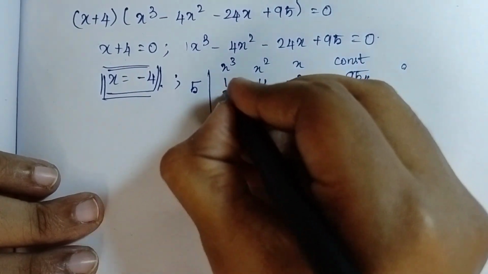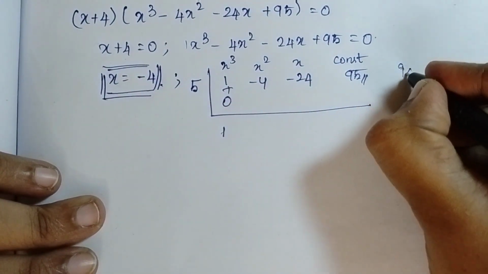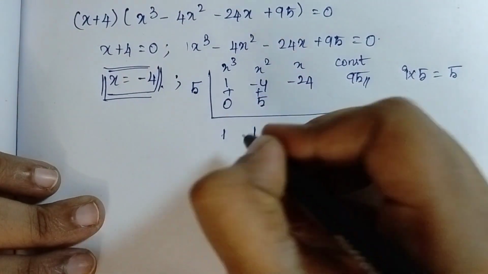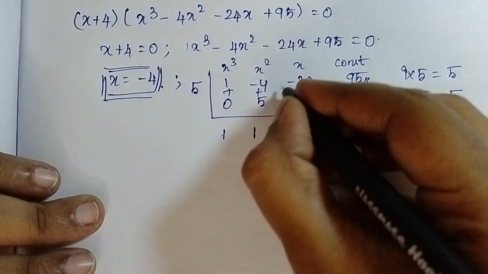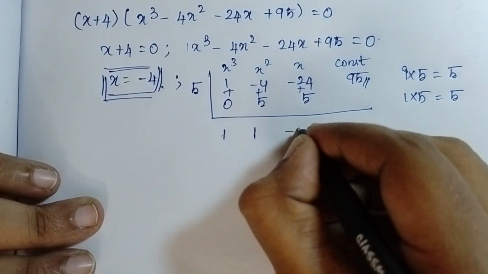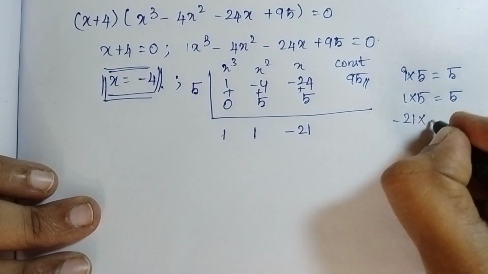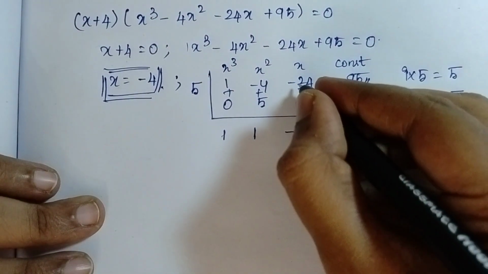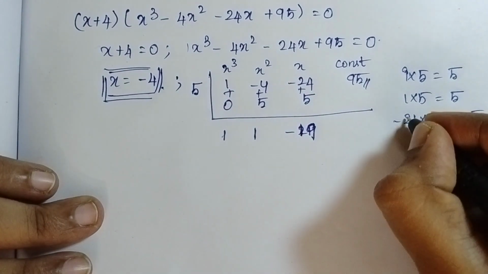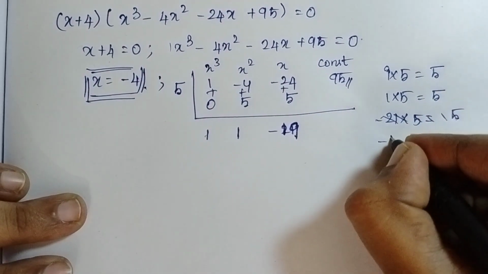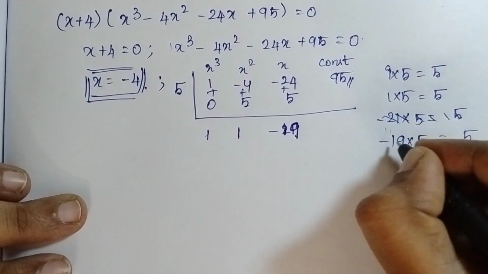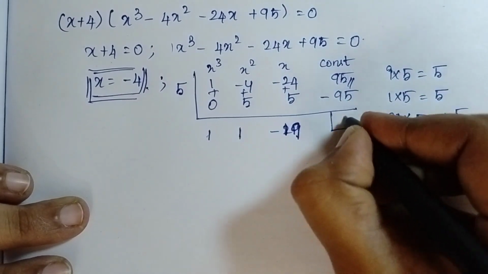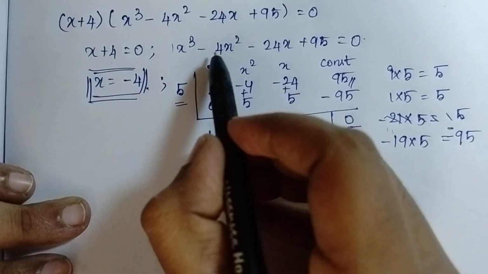Let's perform: 0, 1 plus 0 is 1. So 1 into 5 is equal to 5. If I add these two, then I'll get 1. 1 into 5 again, that becomes 5. So I need to put 5 here. If I add these two, I'll get minus 19. Sorry, it's not minus 21, it's minus 19. So I'm going to cancel this. So minus 19 into 5, 5 plus 4 is 9, so minus 95. If I add minus 95, I'll get 0. Therefore this 5 satisfies this equation.